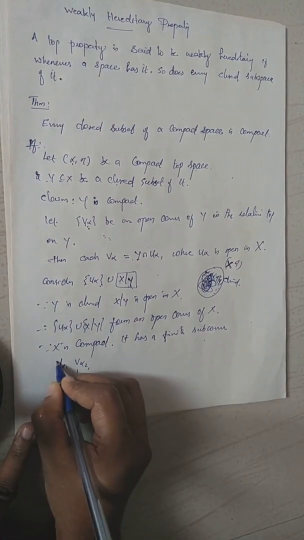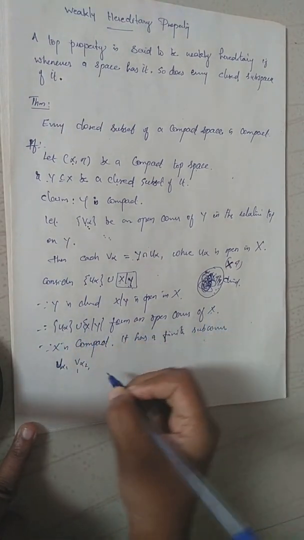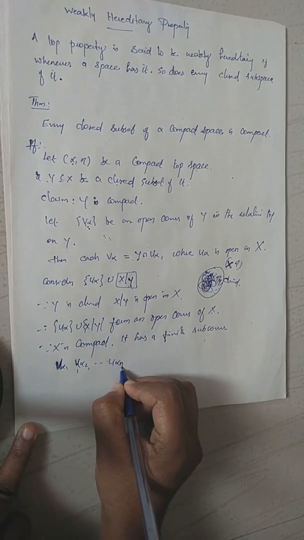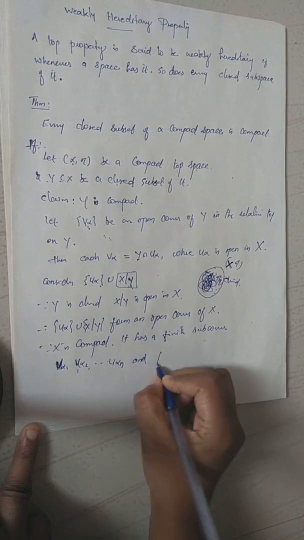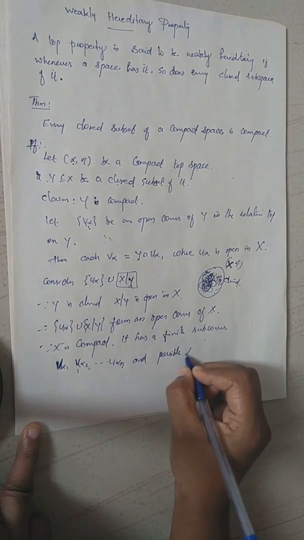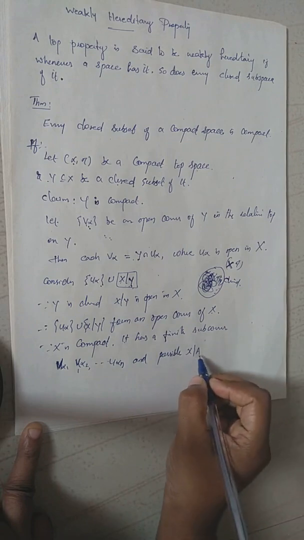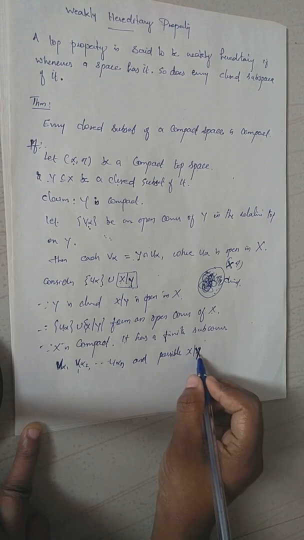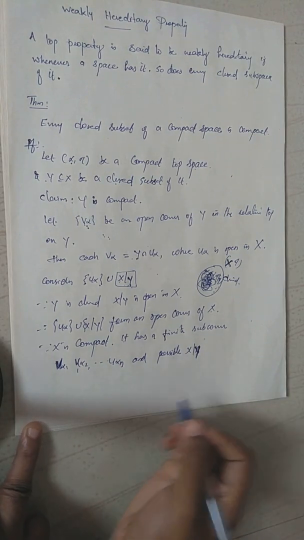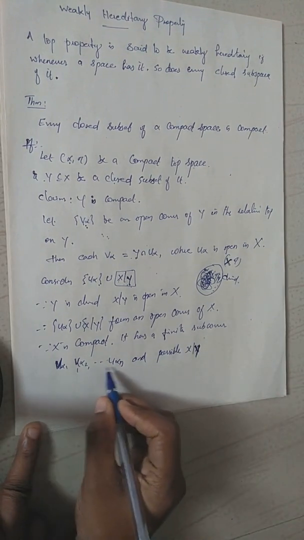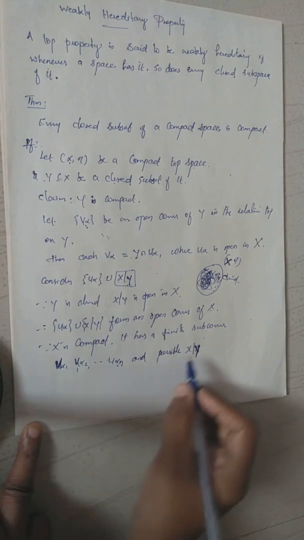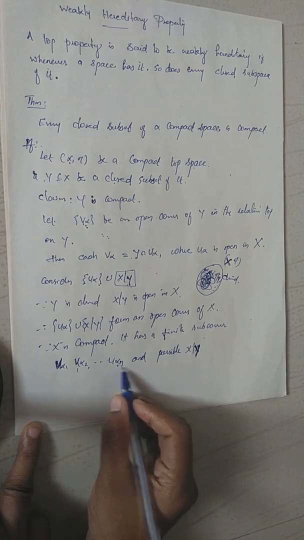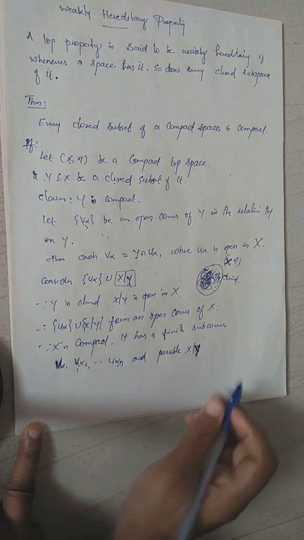I'm sorry, u alpha 1. It is an open cover of x, so it has a finite subcover. So u alpha 1, u alpha 2, etc., u alpha n, and possibly x minus y. If it has elements in x minus y, we have to include this set also. Otherwise, we can omit this. If these u alphas can cover X, we can omit this. If these u alphas cannot cover whole x, then we have to include this set x minus y too.